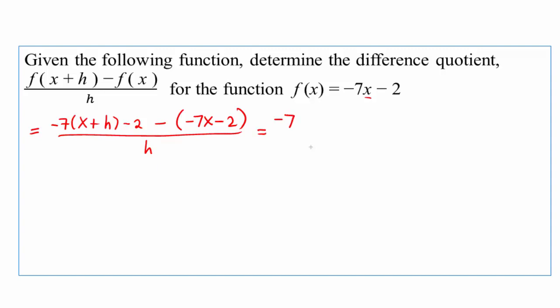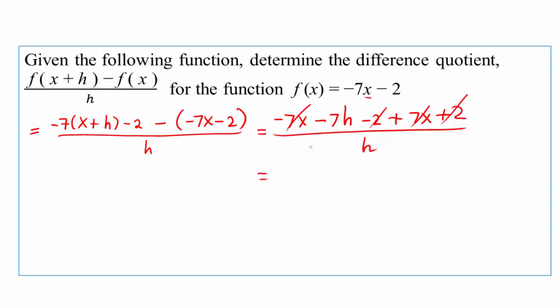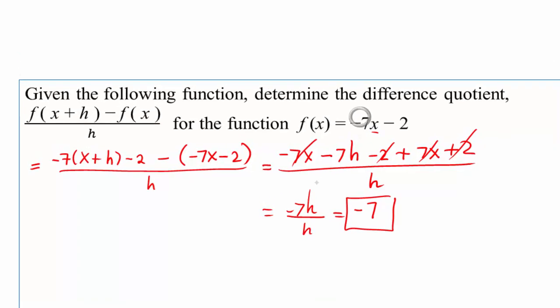So you get minus 7x, right? And then minus 7h minus 2, and then that becomes plus 7x plus 2. And you see how we can simplify and cancel out the opposite signs on top. So there's that one and this one, and then we're left with minus 7h divided by h. You get minus 7. And see what I told you, that if it's just a linear function, this difference quotient will always give you the slope of the line.